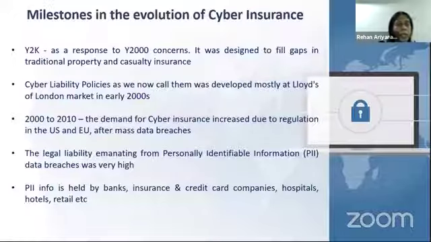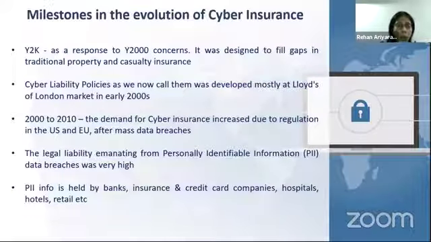Let's track a little bit how the concept of cyber insurance has evolved. It actually started way back, before the year 2000. There were concerns that there would be issues with systems when it reached the year 2000, so a clause called Y2K came into all insurance policies. Cyber liability policies, as we know them now, were mostly developed at Lloyd's of London in the early 2000s. And from 2000 to 2010, the demand for cyber insurance, especially in the US and the EU, started increasing because of massive data breaches.